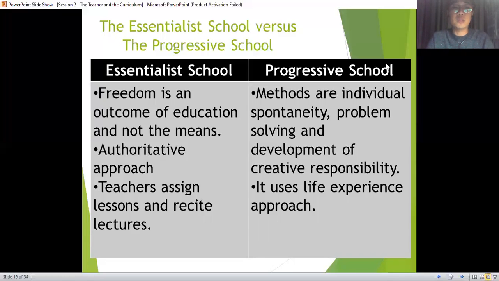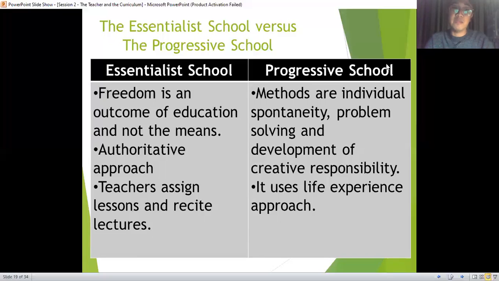Next, the essentialist school is authoritative, meaning the teacher is dominant. The teacher is the star. The teacher is in control. But in the progressive school, no. You give them control over the ways in which they would like to learn.